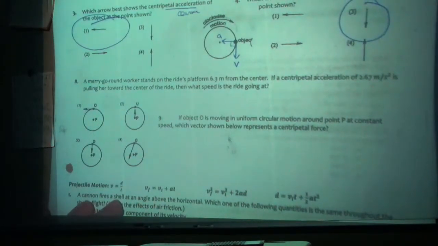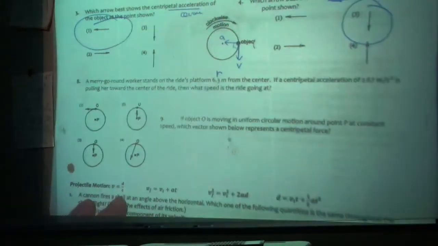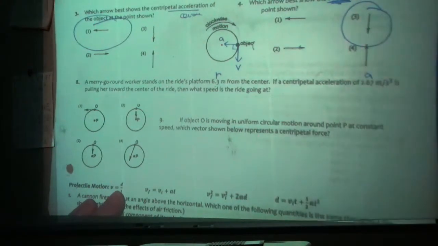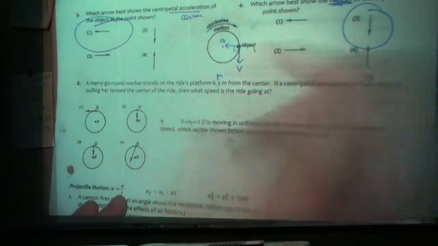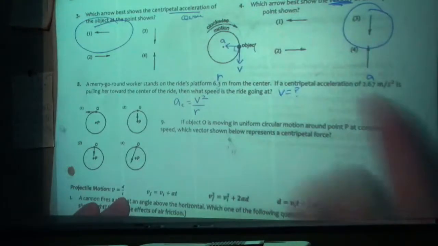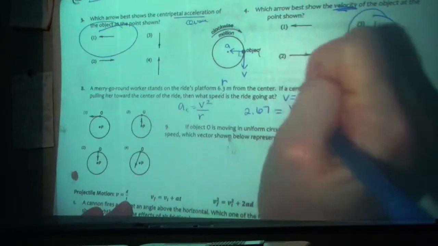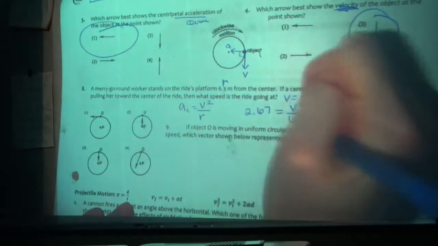A merry-go-round worker stands on the ride's platform this far from the center, so that makes it the radius. This is the centripetal acceleration, pulling her towards the center, and we are looking for the speed of the ride, the velocity. Well, centripetal acceleration is v squared over r. A, or the centripetal acceleration, is 2.67. V squared, I don't know, and then r is 6.3.